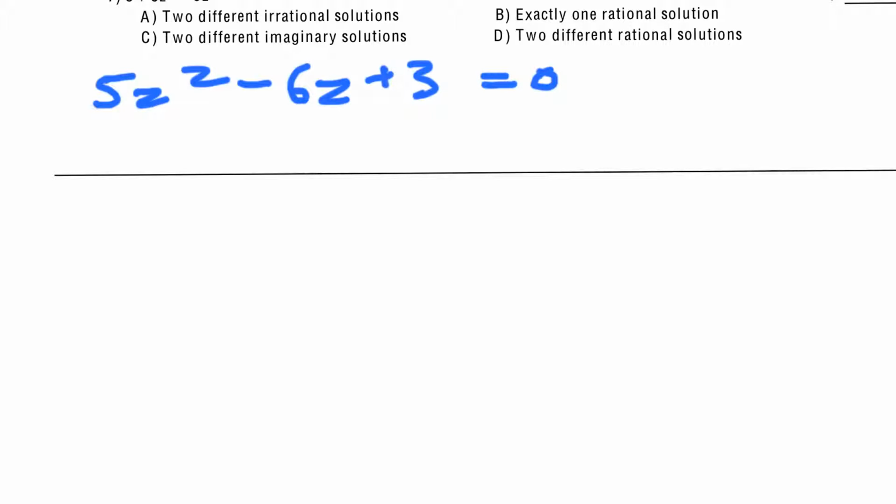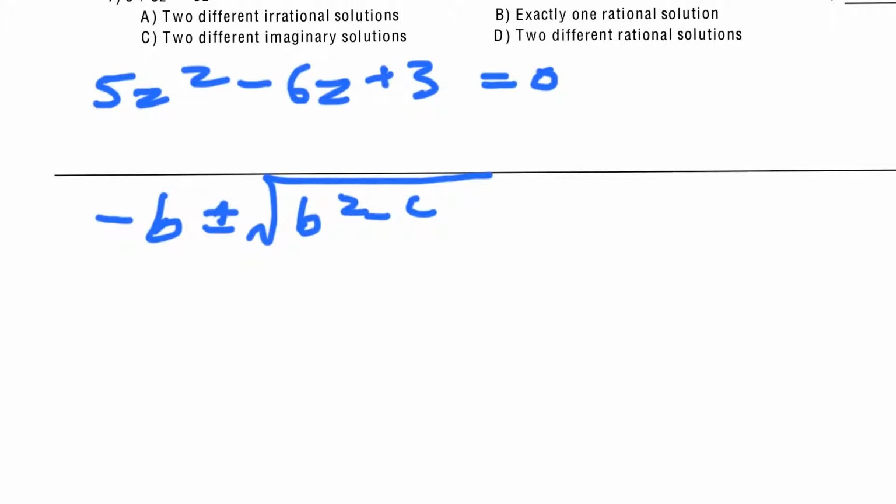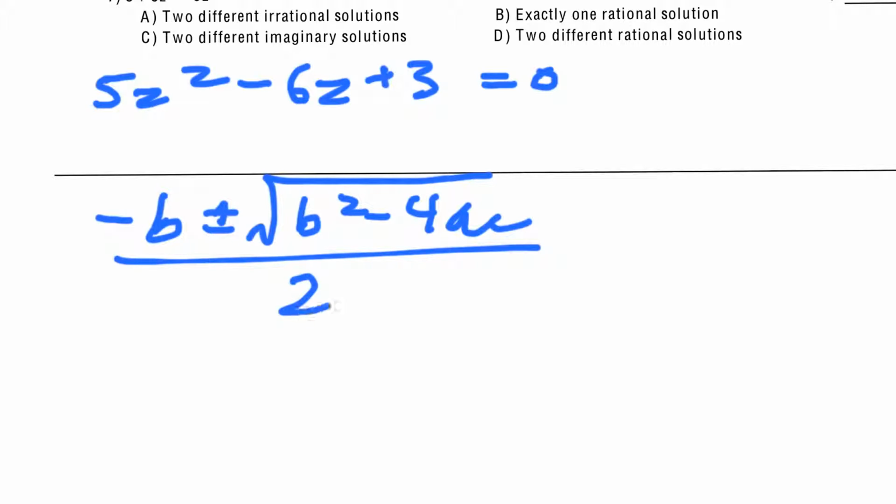ax squared plus bx plus c equals 0. Alright, so we would do that. 5z squared minus 6z, we'll subtract 6z from both sides, plus 3 equals 0. Now remember the quadratic formula which we just used: negative b plus or minus the square root of b squared minus 4ac, divided by 2a.